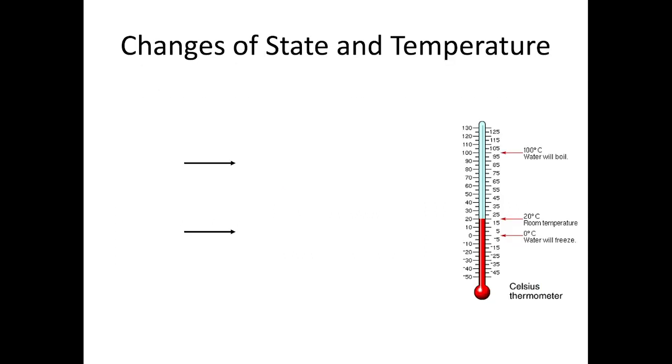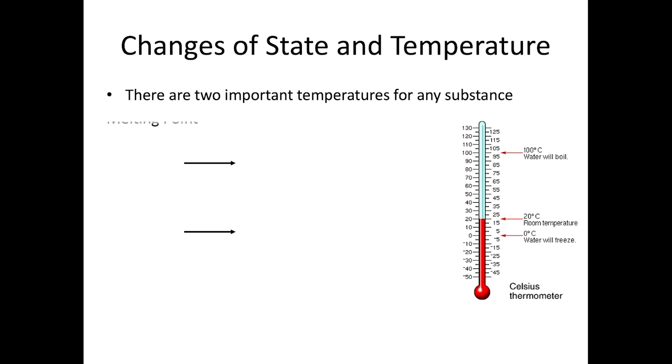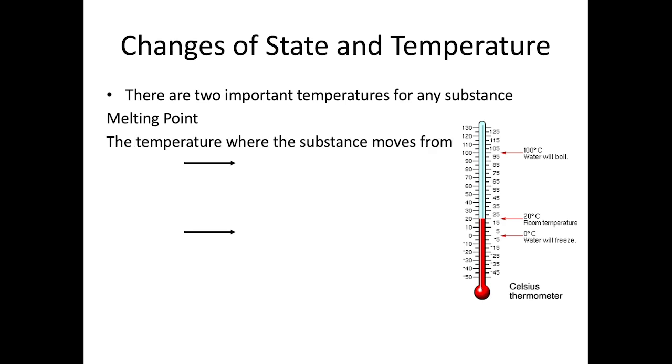Changes of state and temperature. So, two important temperatures of any substance. A melting point: this is the temperature when the substance moves from the state of solid to liquid. So I'm talking about ice. Ice moves from a solid to a liquid at its melting point, which is 0 degrees.